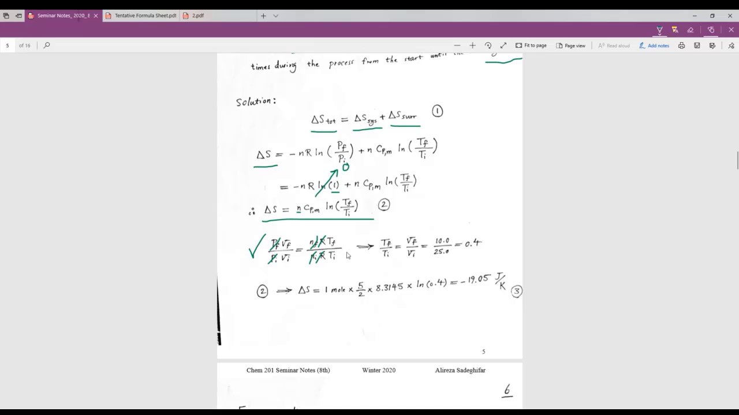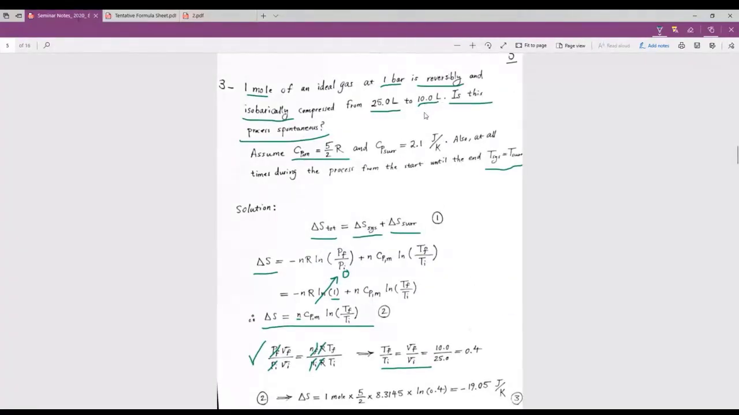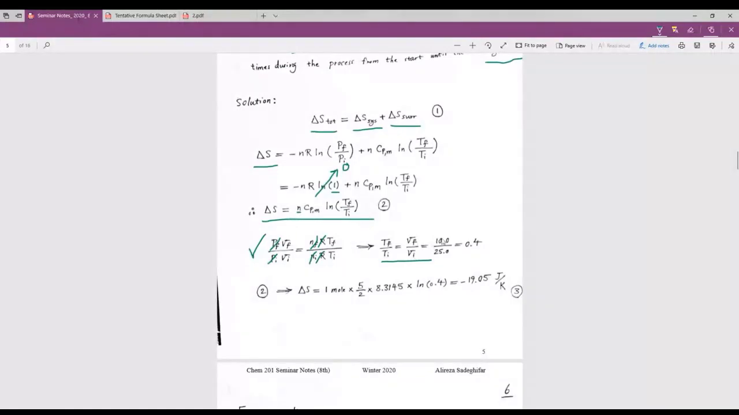Anyways, we can get this simple relation between the T finals, T initials, and V finals and V initials. Because V final over V initial, both of them are given here. So we can calculate this ratio here, 10 over 25, which is 0.4. The ratio for T final over T initial is the same value because they are the same. So T final over T initial is 0.4.